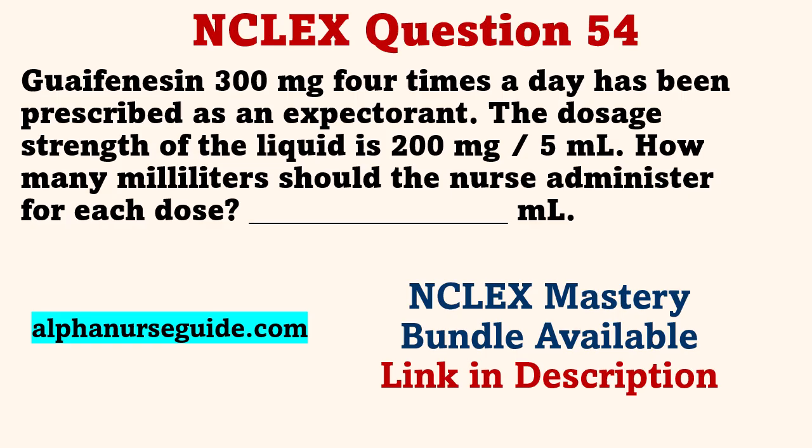To solve this problem, you set up the formula as 200 milligrams over 5 milliliters equals 300 milligrams over x. You cross-multiply 200 times x and 300 times 5. You get 200x equals 1,500. You divide 200 on both sides, and you get x equals 7.5 milliliters. This is the amount that the nurse should administer for each dose.